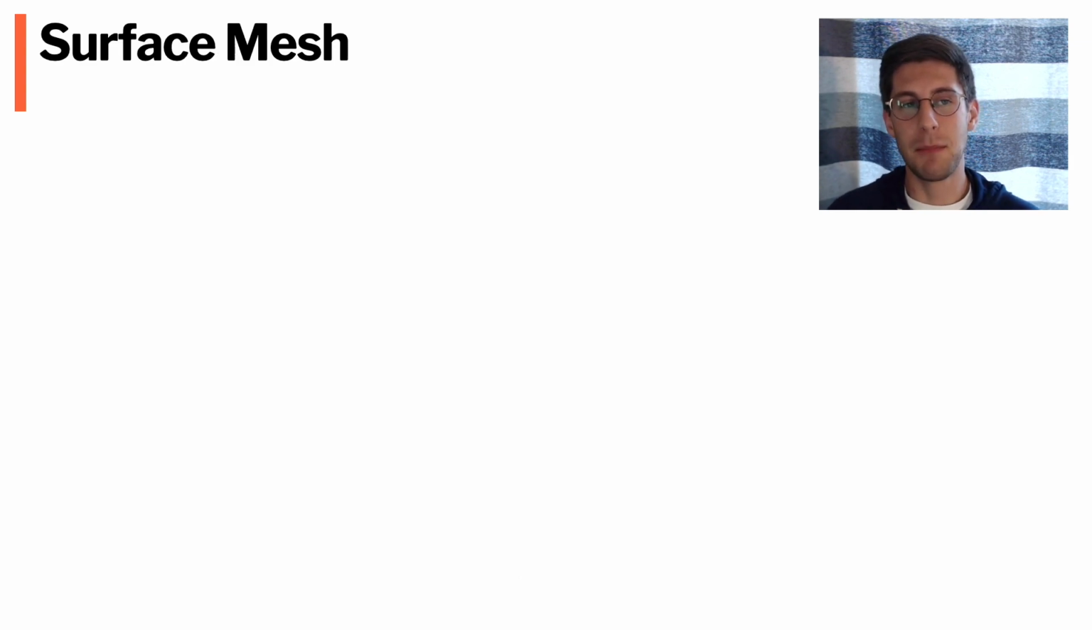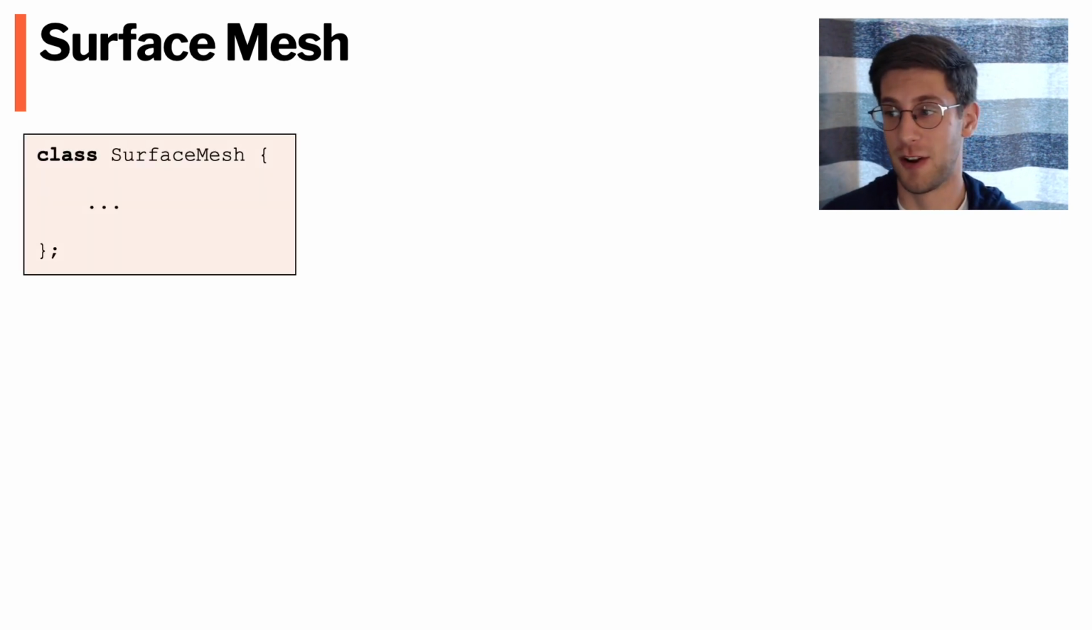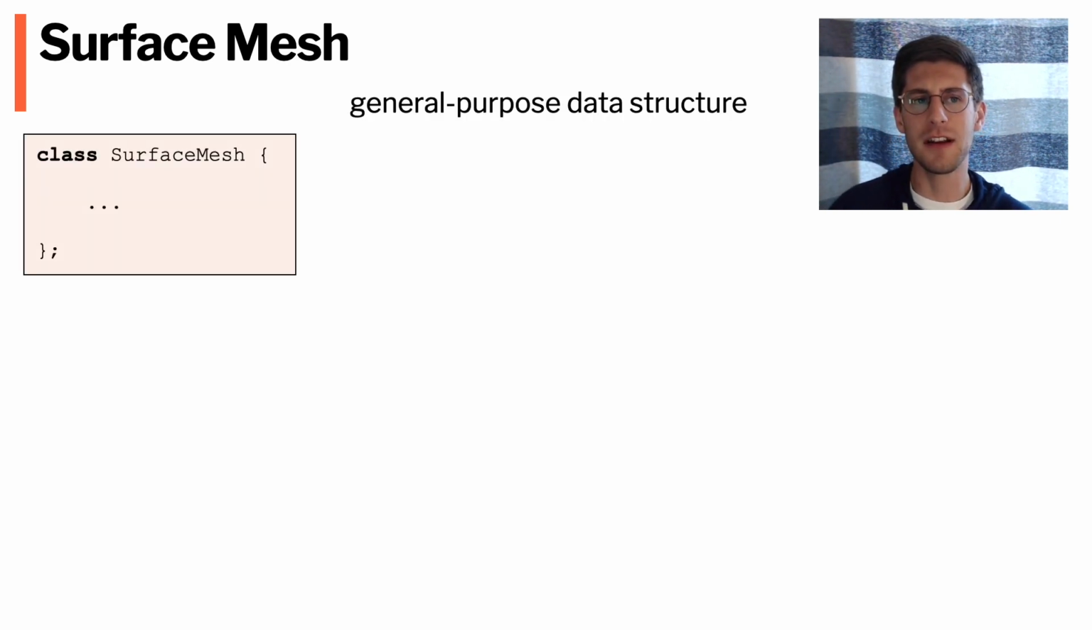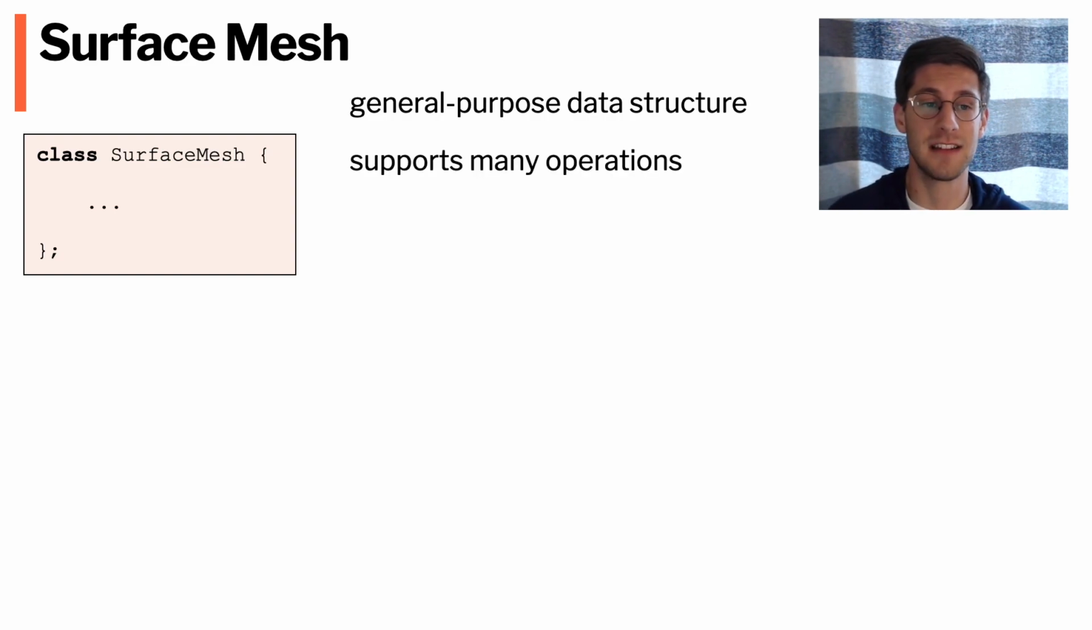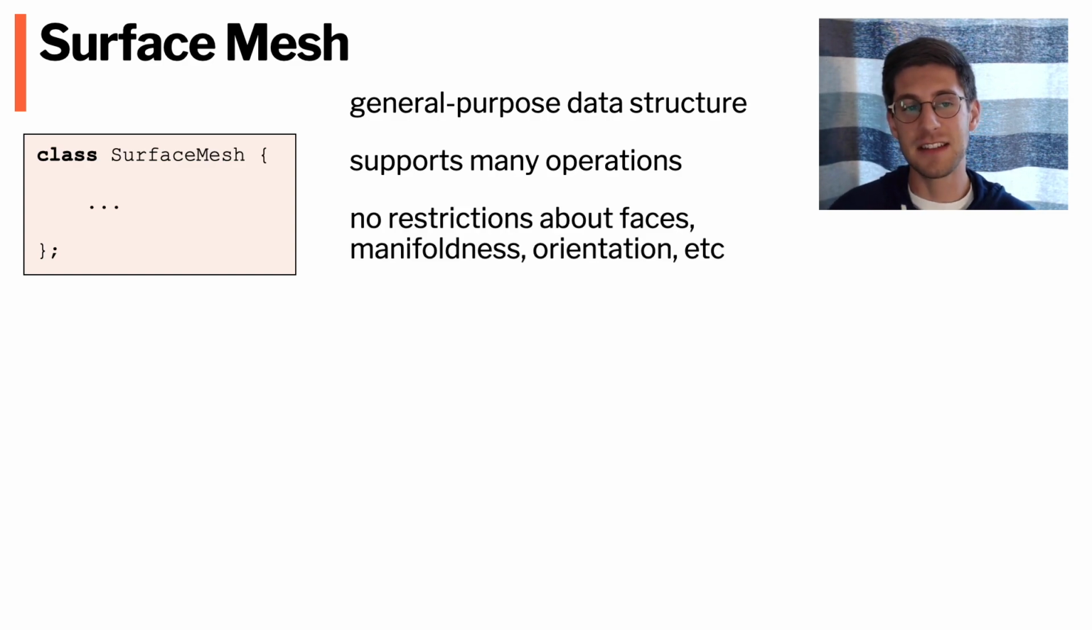So the most important and most fundamental class in Geometry Central is the surface mesh data structure. And our goal here is really to create a general purpose surface mesh that supports all the kinds of operations you might want to do, from mutations to iterations to higher level algorithms and so on and so forth. And it's important that this surface mesh not have restrictions with respect to faces, so it can't be just a triangle mesh or something like that. It doesn't require manifoldness and so on and so forth.